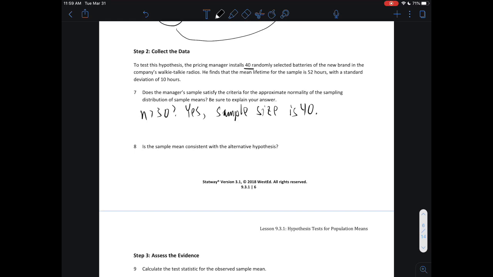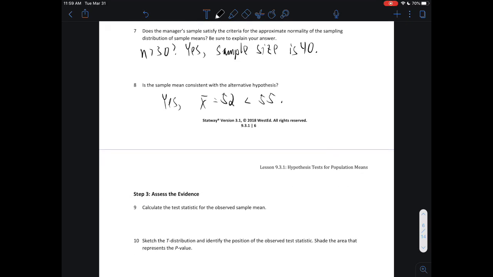And then number 8, is the sample mean consistent with the alternative hypothesis? So if his sample mean is 52 hours, that is less than 55. So yes, that is less than 55, so that does agree with the alternative hypothesis.